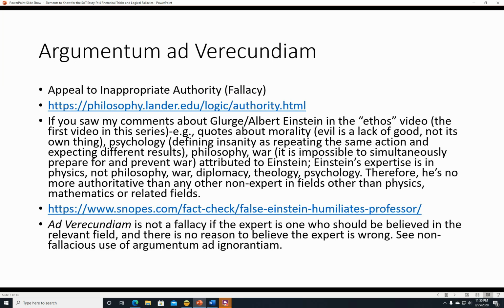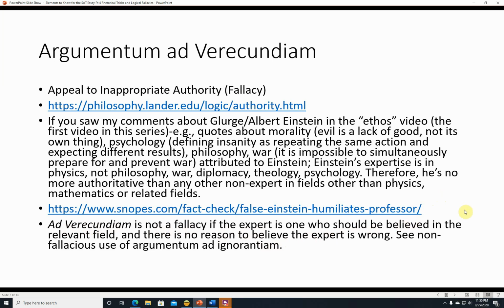And you can find this at www.snopes.com. Fact check: false, "Einstein humiliates professor," which, as you might guess, means that this is false. But you can look it up. You don't have to believe me. And hey, maybe you should. Maybe you should check things that I say. Anyway, ad Verecundiam is not a fallacy if the expert is one who should be believed in the relevant field.